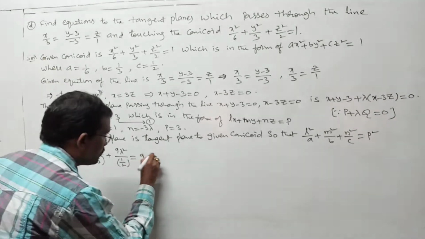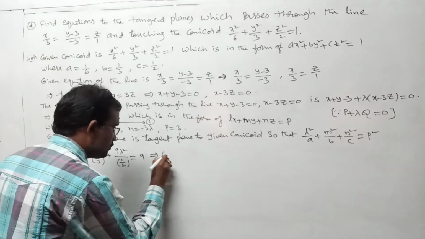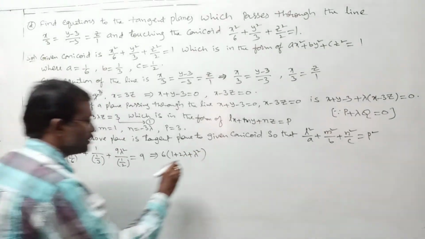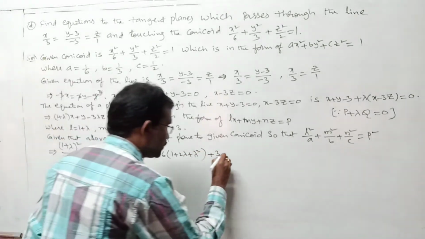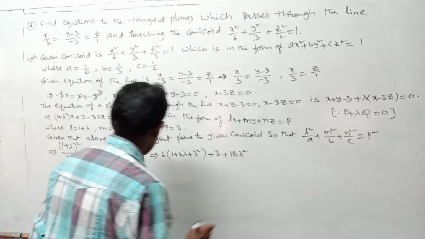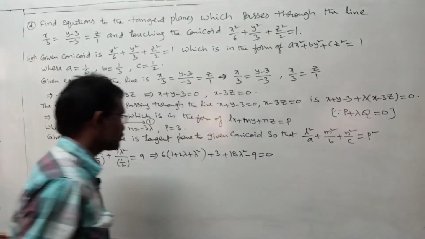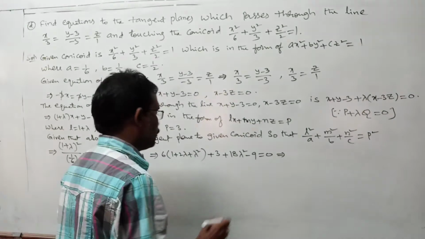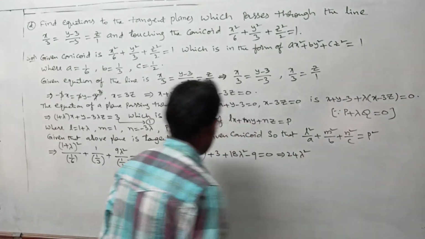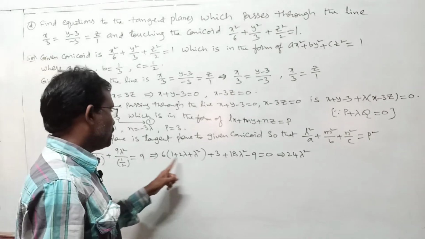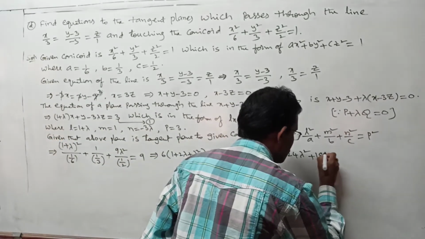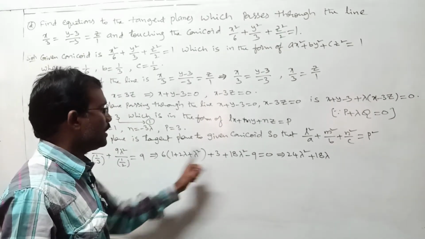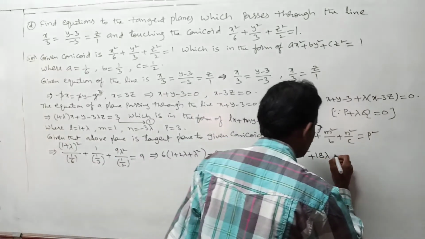Yes, simplify this result. 6 into (1 plus 2 lambda plus lambda square), plus 1 by 1 by 3 is 3, plus 18 lambda square, minus 9 is equal to 0. This is 6 lambda square plus 18 lambda square, which is 24 lambda square. Next, plus 12 lambda, and 6 plus 3, 9; 9 gets cancelled, equal to 0, right?